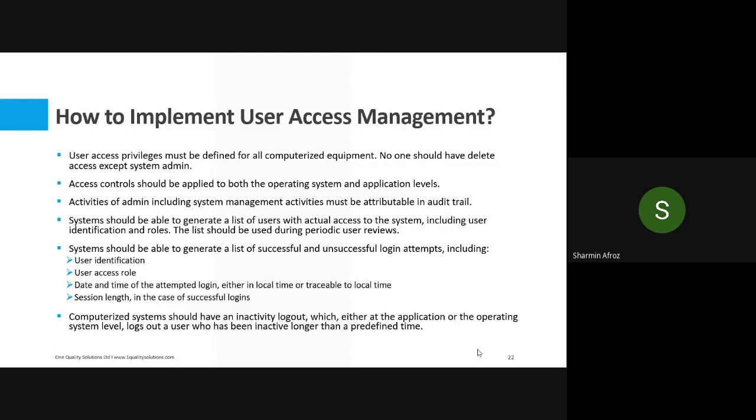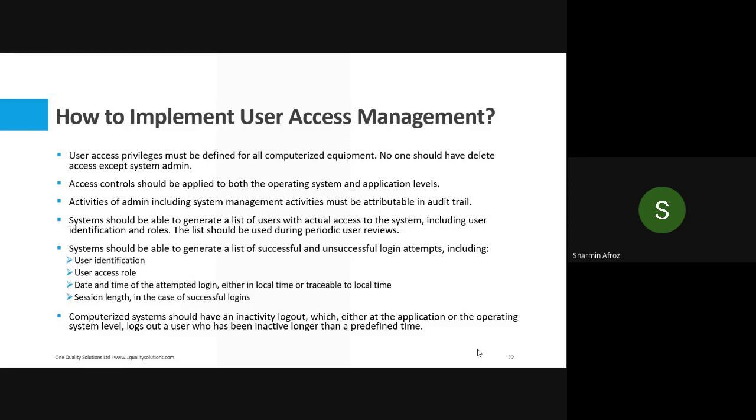How to implement user access management. User access privileges must be defined for all computerized systems, like your server system or standalone. No one should have delete option except system admin. Access control should be applied to both operating system and application levels. Activities of admin, including system management activities, must be attributable in audit trail.